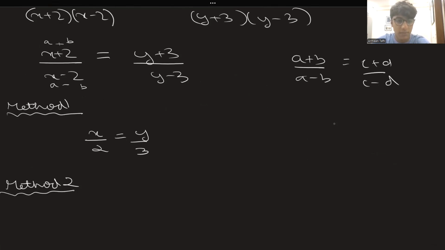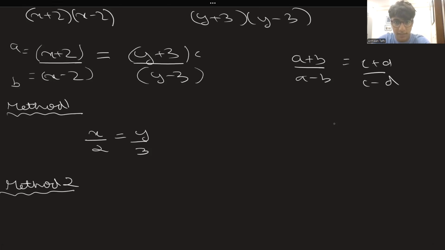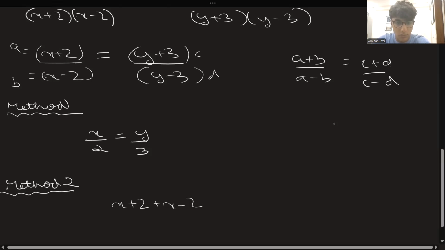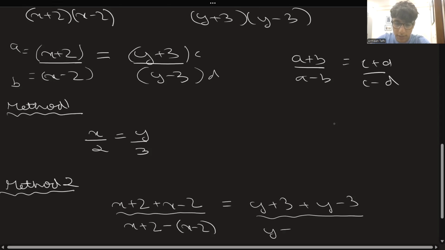So if you consider the entire x plus 2 as a, so let's erase this thing here. If I consider this entire x plus 2 as a, and I consider the entire x minus 2 equal to b, and this entire thing as c, and this entire thing as d, and now apply c and d, then I get x plus 2 plus x minus 2 divided by x plus 2 minus x minus 2 equals y plus 3 plus y minus 3 divided by y plus 3 minus y minus 3, right?